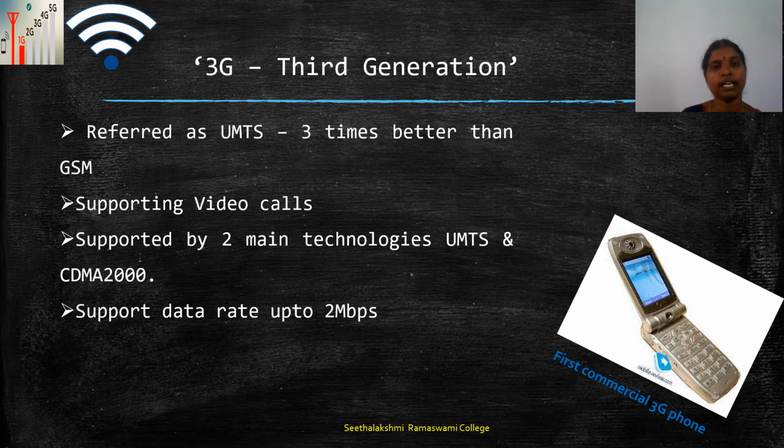UMTS uses the air interface as wideband CDMA, that is WCDMA, often called Universal Terrestrial Radio Access, UTRA. It is configured to support up to 2 Mbps data rate with frequency division duplexing, that is FDD, and time division duplexing, that is TDD, whereas CDMA2000 uses multiple narrowband CDMA carriers. It requires higher bandwidth, which becomes the drawback of the technology.